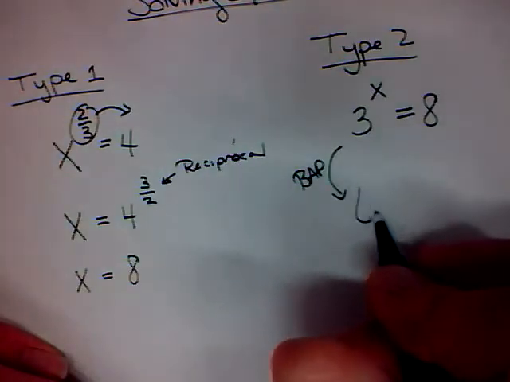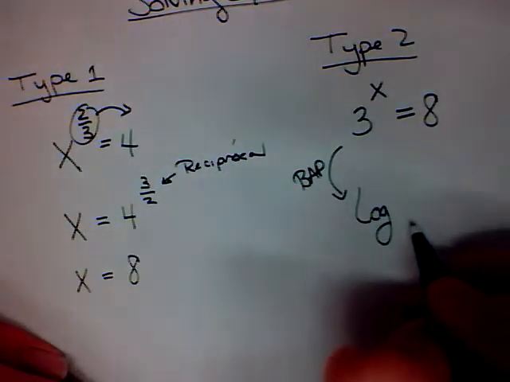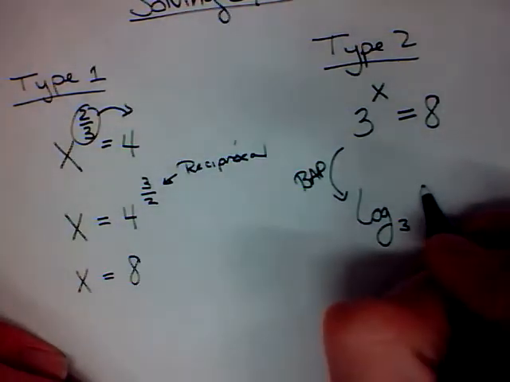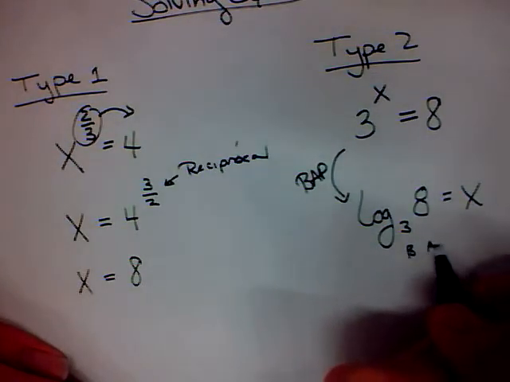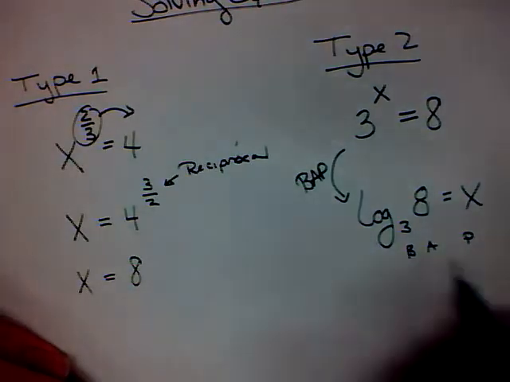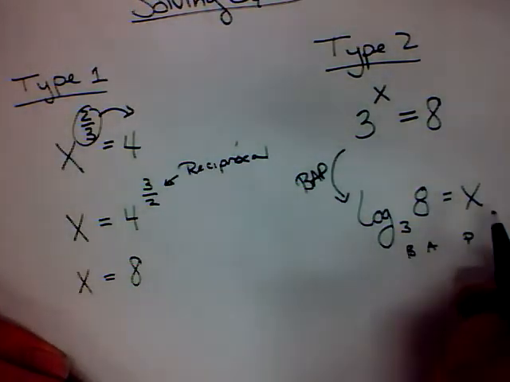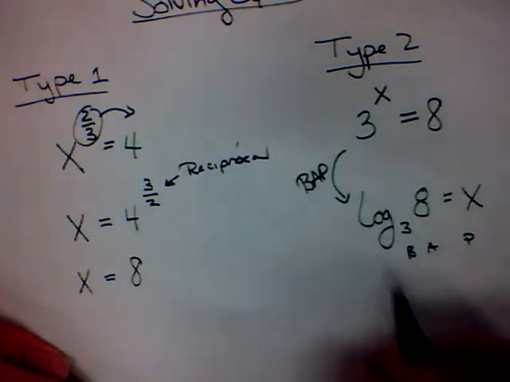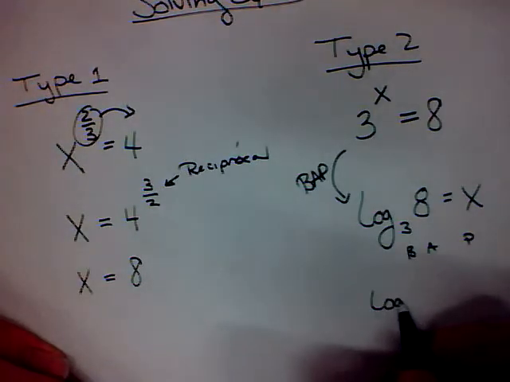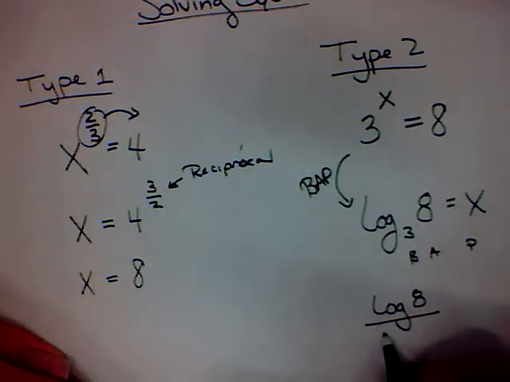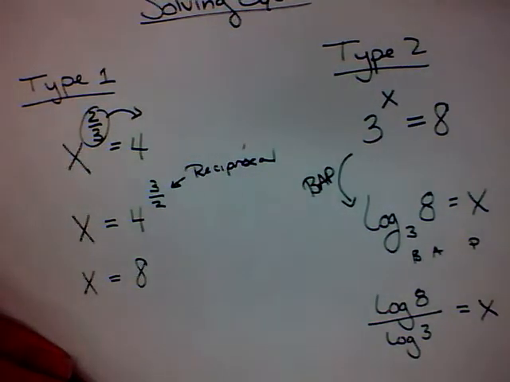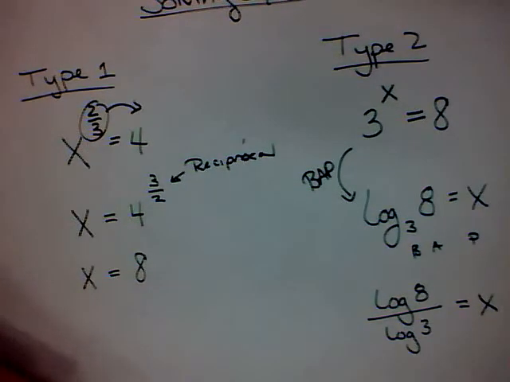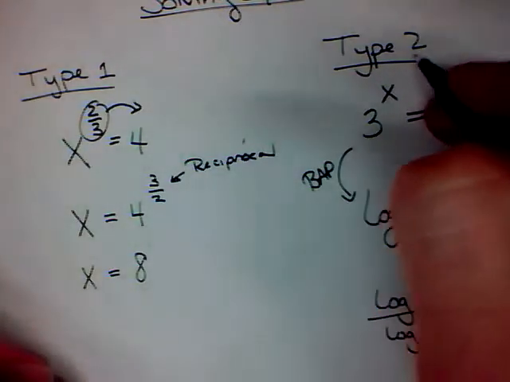So we're going to write this as log. Your base is 3, your answer is 8, equals your power. Base, answer, power. And then we know what x is. x equals this log. And then we can just use the change of base formula. So this is log of 8 over log of 3, and that equals x, and then you would plug that in your calculator. Okay, so that's type 2.